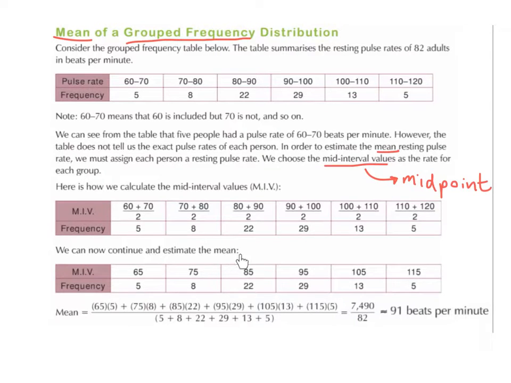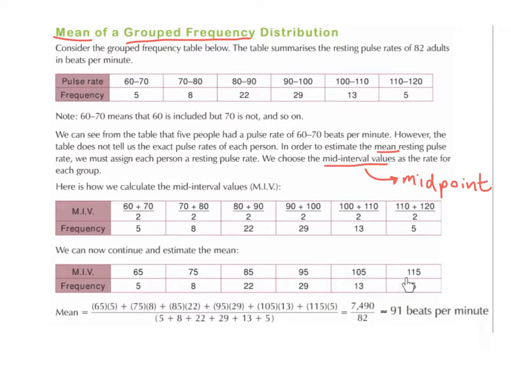Now we can continue and estimate the mean. So 60 plus 70 divided by 2 is 65. 70 plus 80 divided by 2 is 75. 80 plus 90 divided by 2 is 85. 90 plus 100 divided by 2 is 95. 100 plus 110 divided by 2 is 105. 110 plus 120 divided by 2 is 115. So now we have our mid-interval values. And again, the frequency stays the exact same.